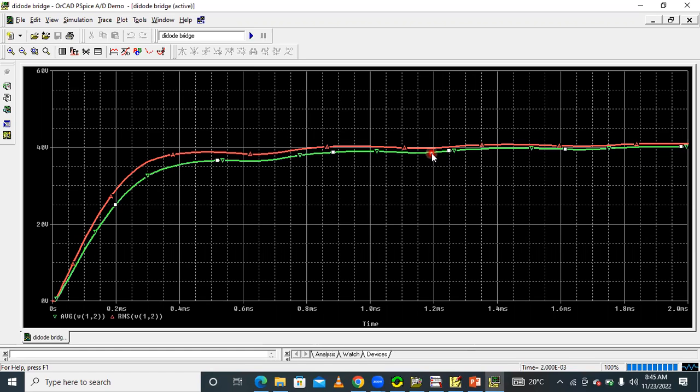Similarly for the three phase diode bridge rectifier also, by connecting the capacitor across the load, we have to identify how the ripples are changing. Definitely, by adding the capacitor, ripples are reduced. How much it reduces depends on the capacitance value.